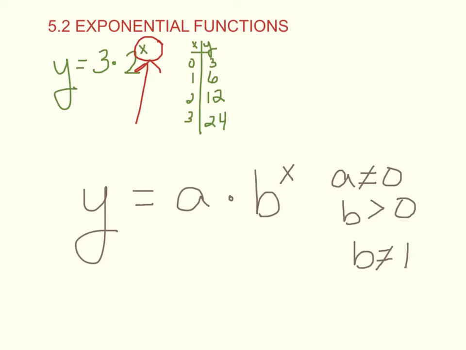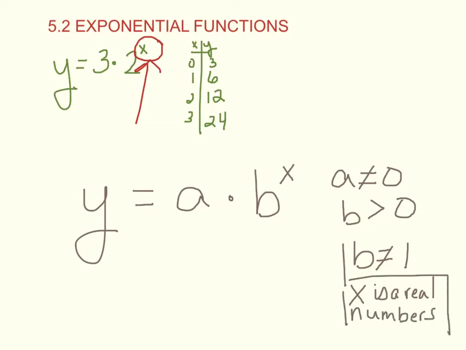And then the other thing you need to know is the power. The x must be a real number. Now we really haven't talked about imaginary numbers yet, but you need to know that x is also a real number. So we have 4 separate things that you just need to know. A cannot be 0, B cannot be 1, but it also must be bigger than 0, and x has to be a real number. So x can be any number you want, as long as it's a real number.